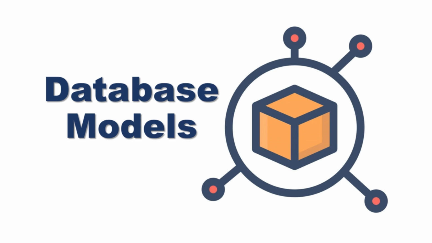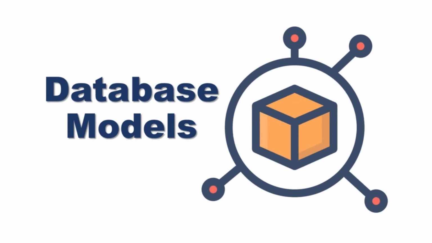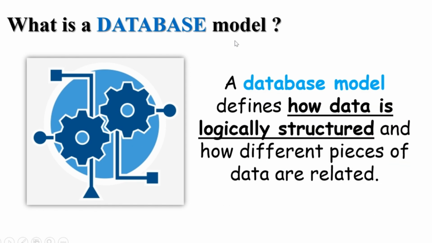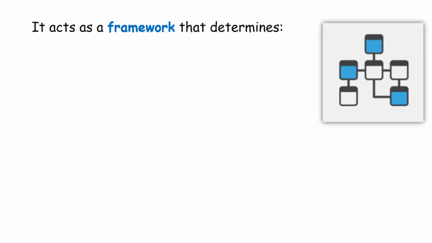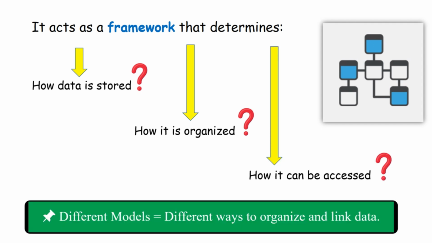In today's video, we're talking about something super important in database design, which is database models. Let's break it down. So what is a database model? A database model is like a plan or structure that shows how data is organized, stored, and connected inside a database. It acts as a framework that helps decide how data is saved, how it is organized, or how it links with other data. Different models equal different ways to build it.